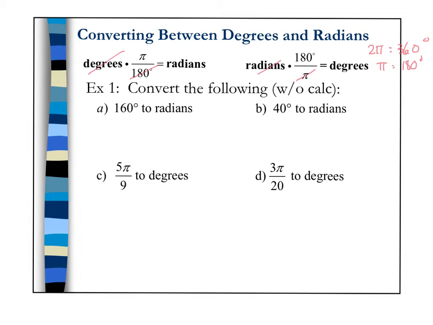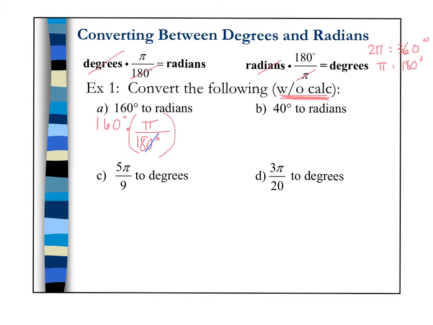Alright, so this next step, we're going to convert these without a calculator. So if we have 160 degrees and we want to turn this into radians, we're going to start with the 160 on top. And then when I write my unit conversion, since I have degrees on top, I need to write 180 degrees in the denominator, and then I will put the pi in the numerator. So now I have my conversion factor ready, and I'm ready to go ahead and simplify.